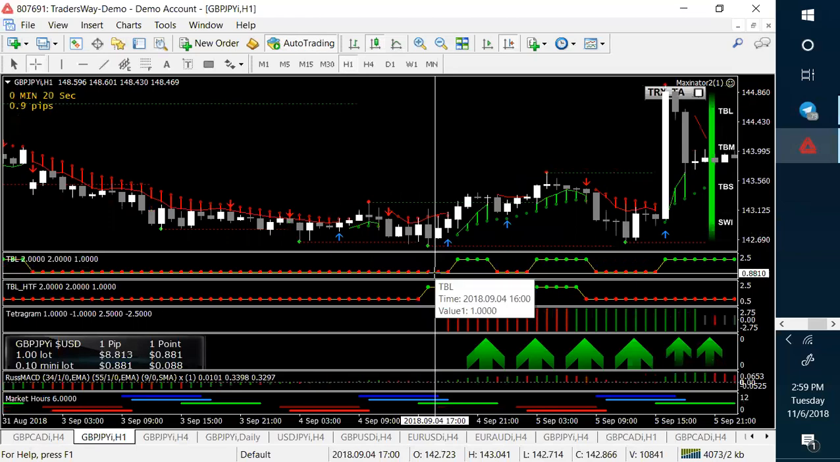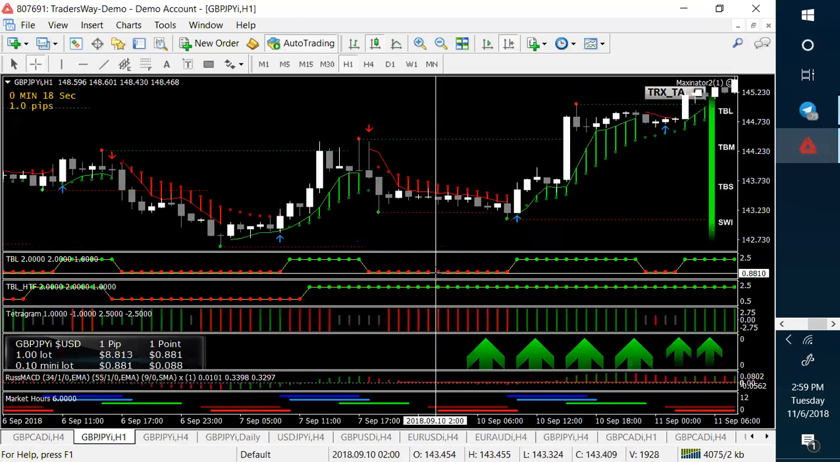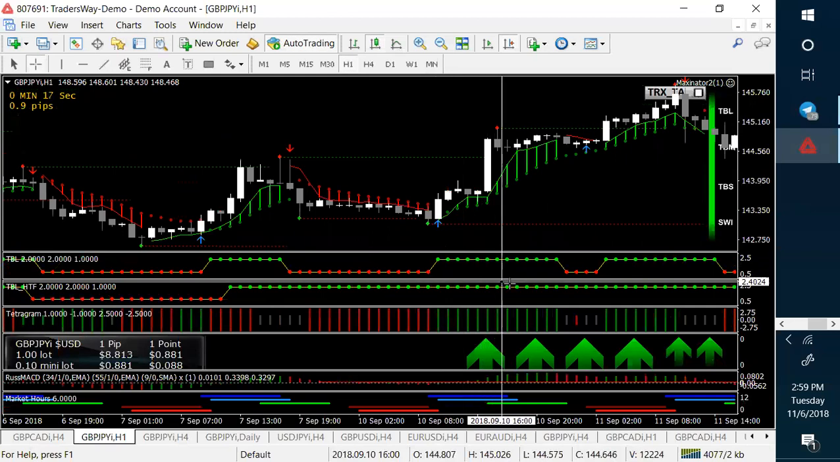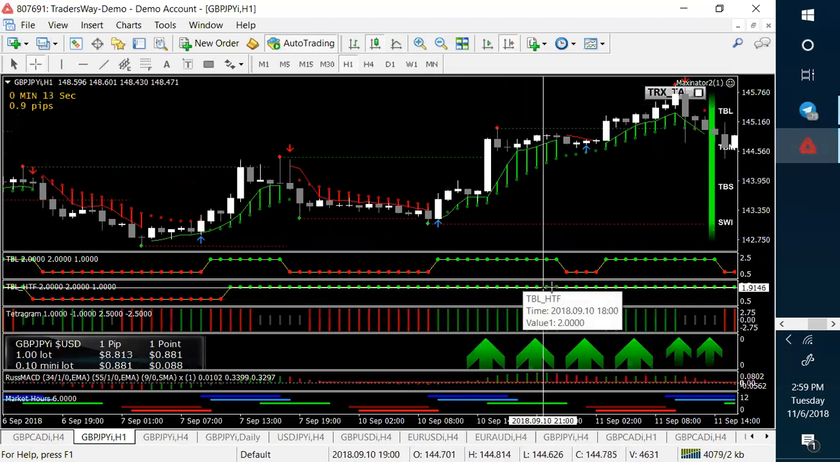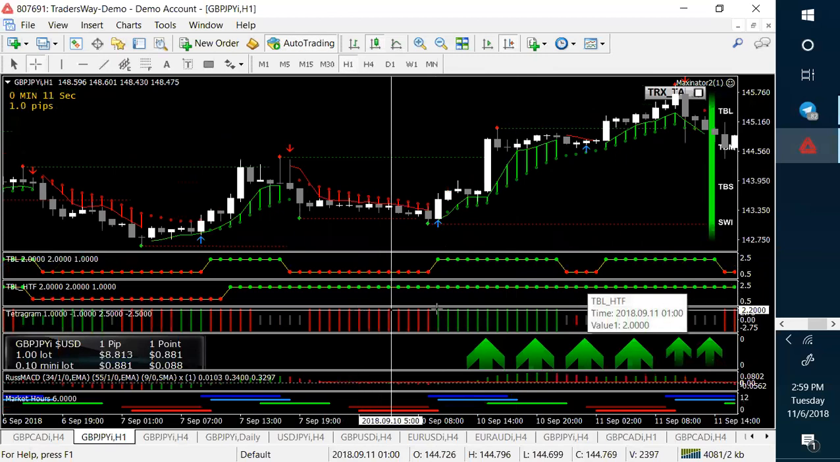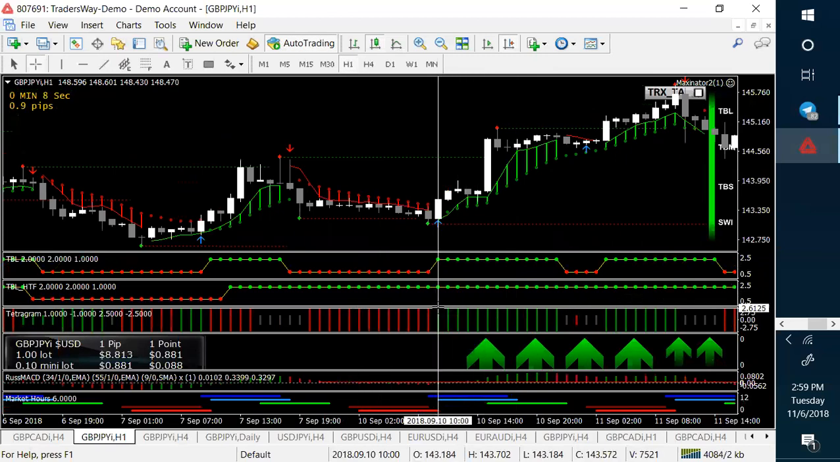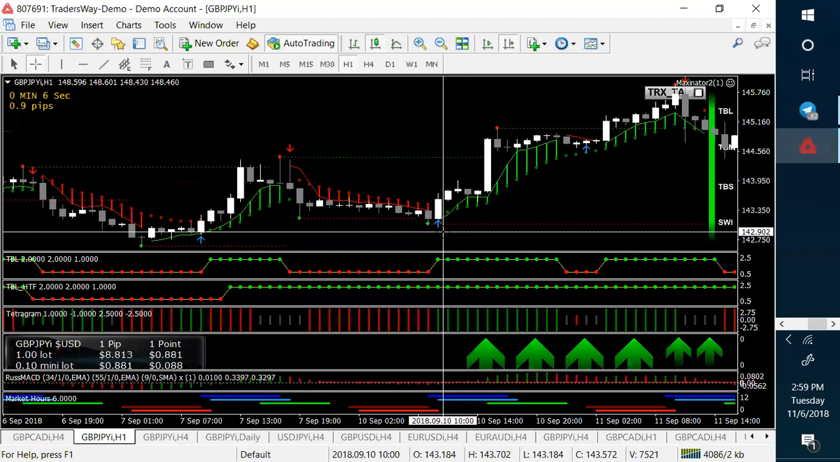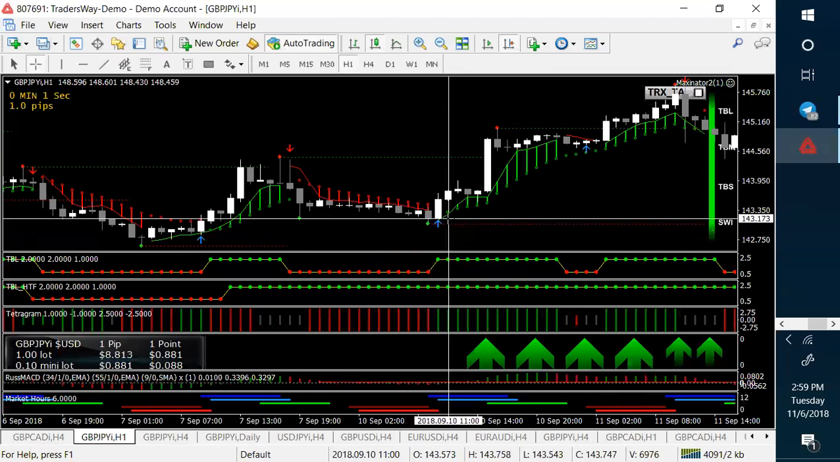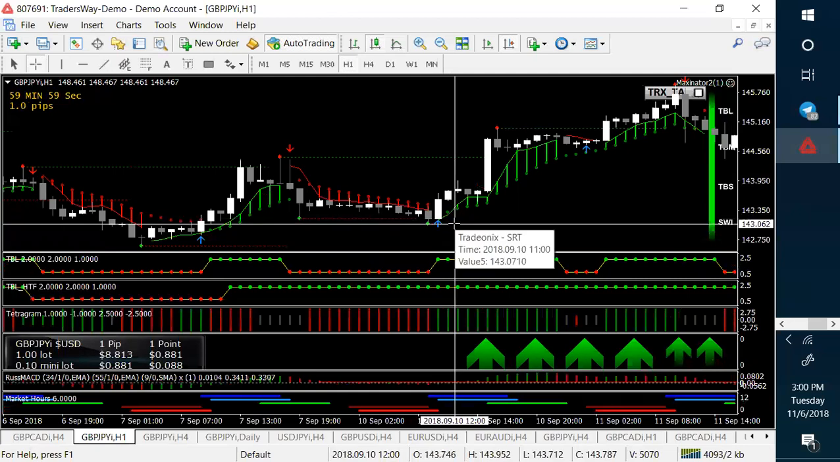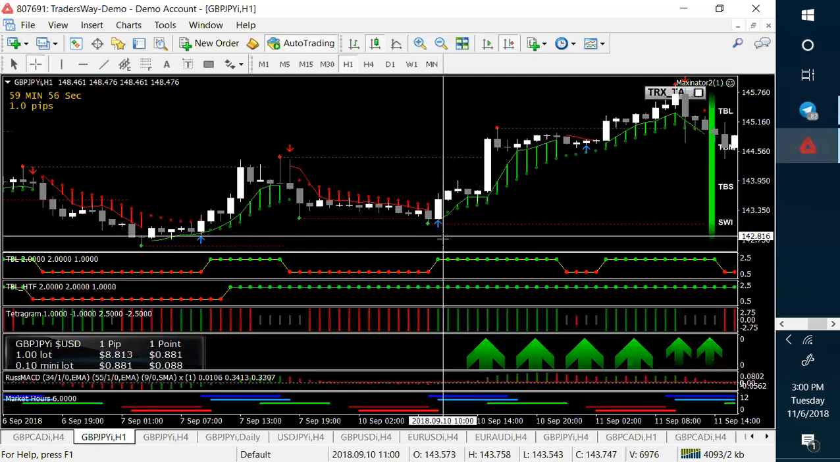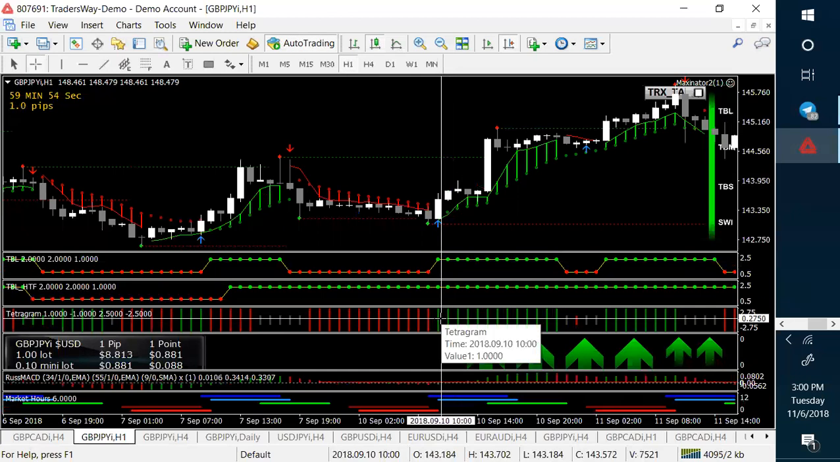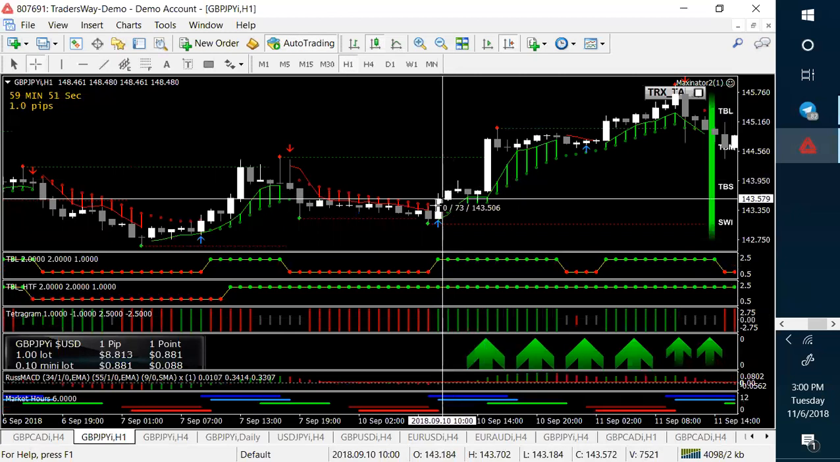Okay. Moving forward to September 10th at 1000 hours, and that's going to be right here. Here we have the switch telling us to go long. We have confirmation from the trend bias short and the trend bias medium, and even confirmation from the tetragram, which is not one of the required elements here, but that gives us more strength for our trade. So let's see how far we're going to go.